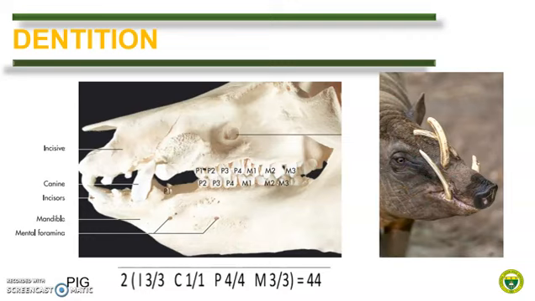Tusks refer to the canine teeth of wild pig. The lower tusks are larger than the upper, and the boars' are larger than the sows'.